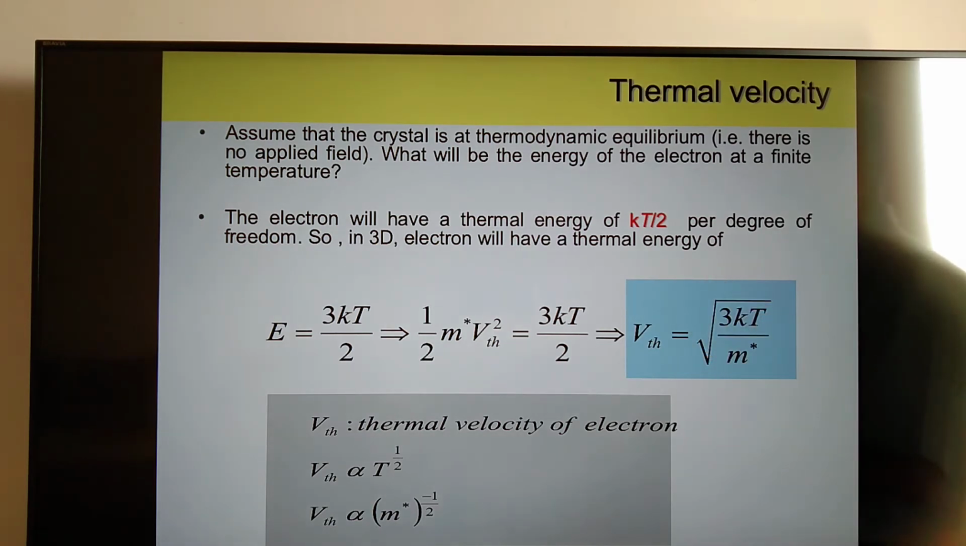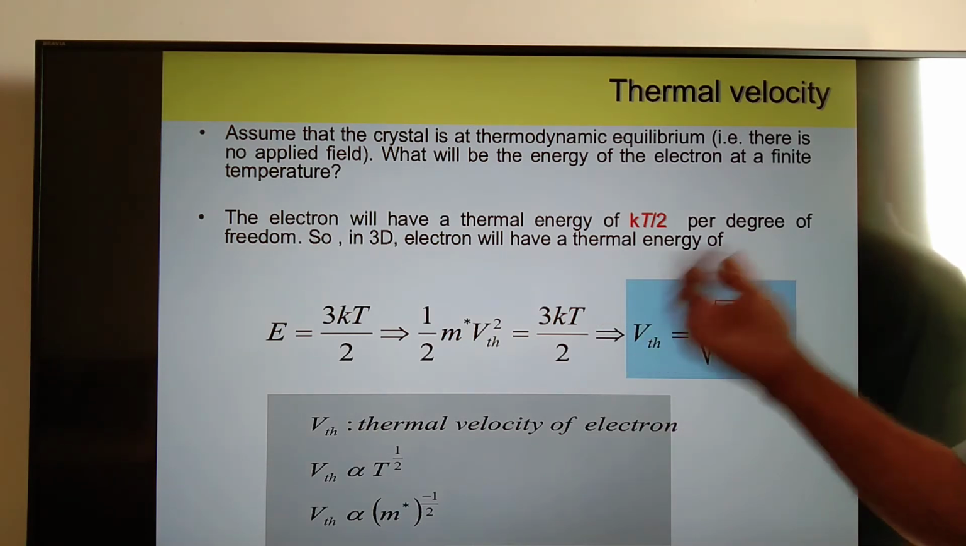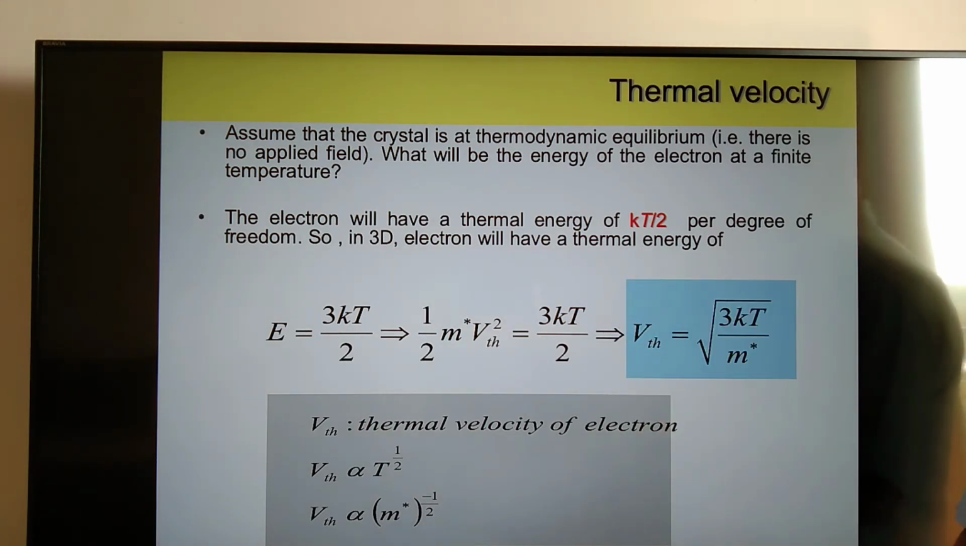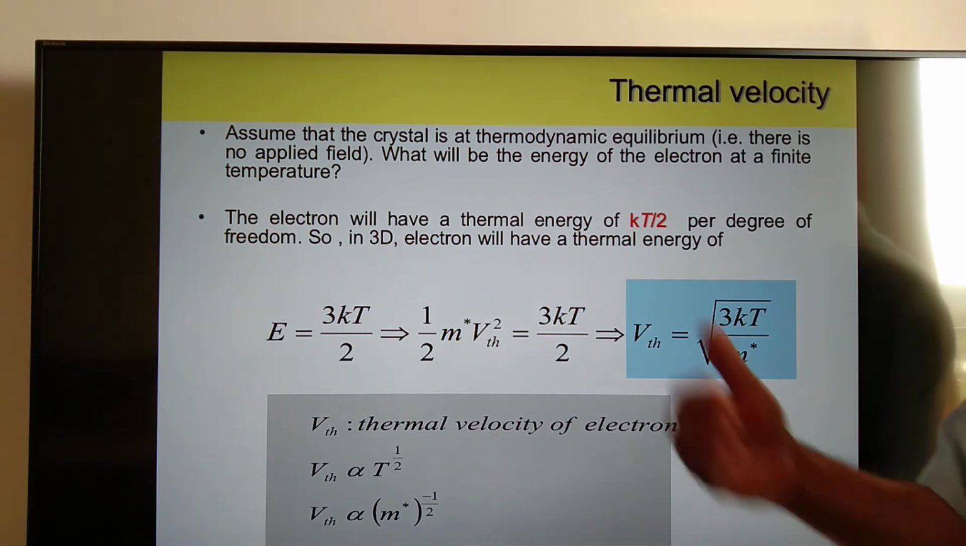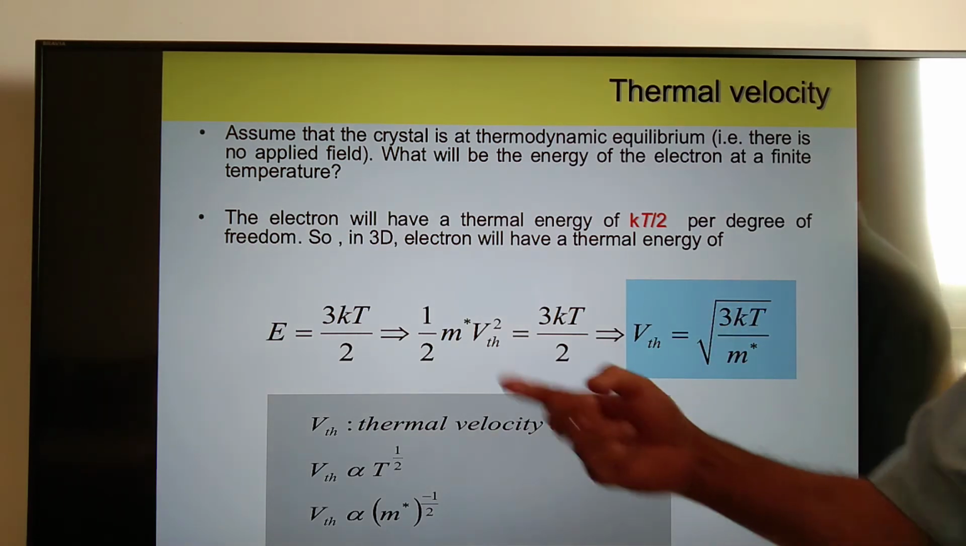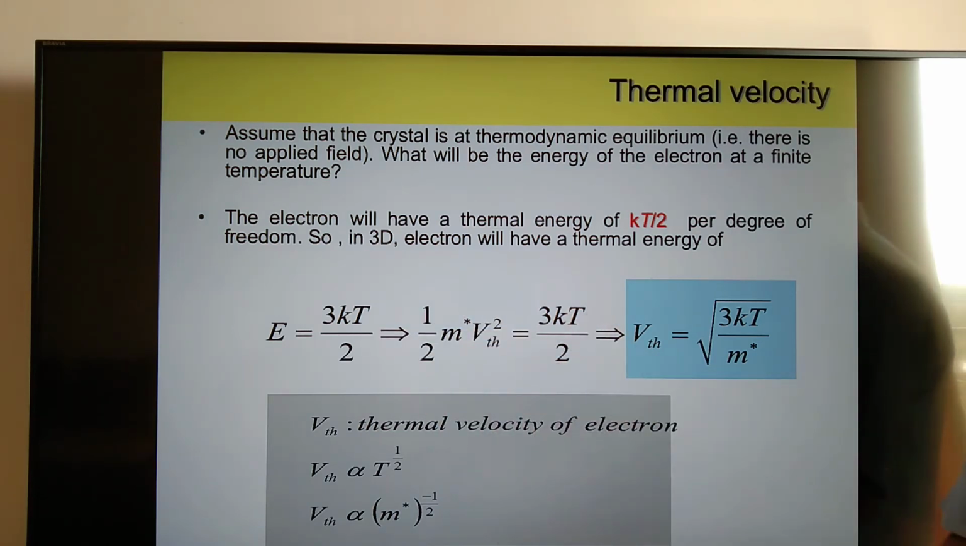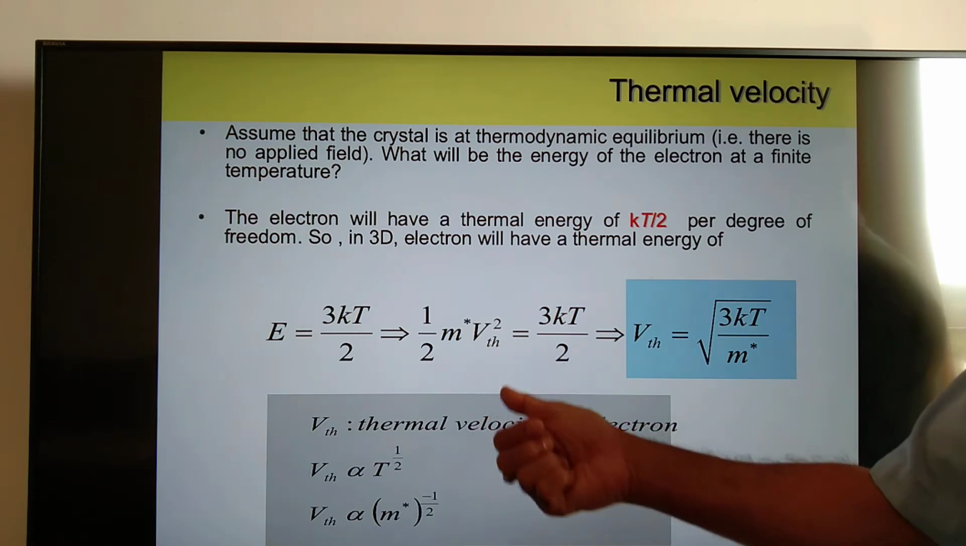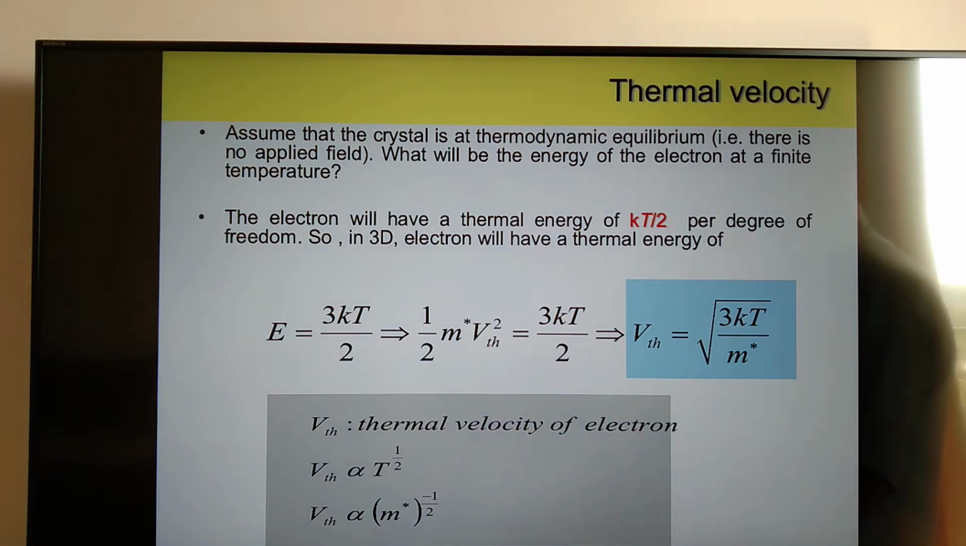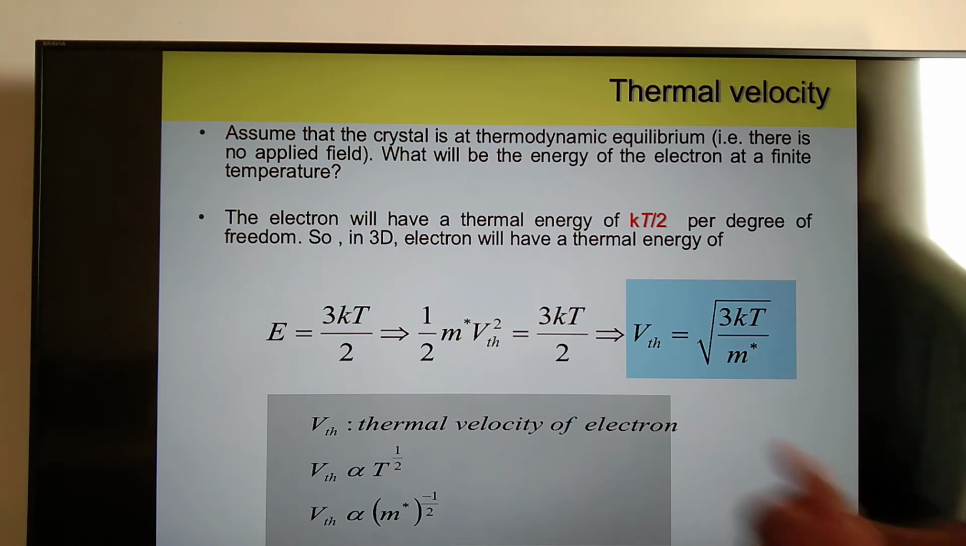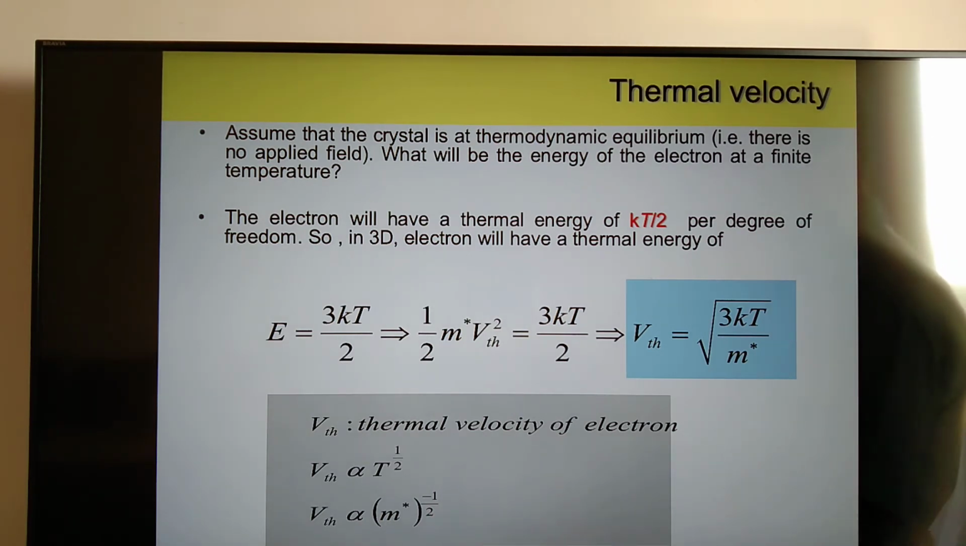Then the thermal velocity. Assume that the crystal is at thermodynamic equilibrium, there is no field. Then what will be the energy of an electron at a finite temperature? That can be given by this equation, because an electron has thermal energy of half kT per degree of freedom. Since it is 3D, the total energy of the electron will be 3 by 2 kT, which is equal to half m v square, where Vth is the thermal velocity of the electron. So one can see that thermal velocity is proportional to the square root of temperature. Also thermal velocity is proportional to 1 upon square root of equivalent mass.